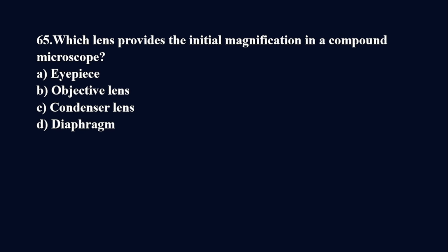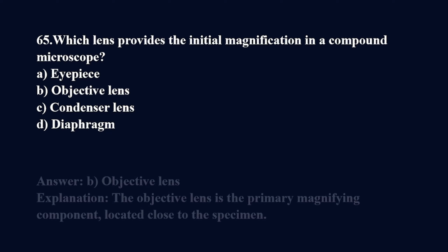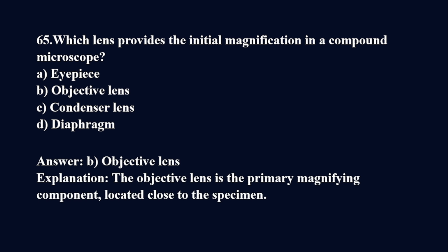Next question is, which lens provides the initial magnification in a compound microscope? Eyepiece, objective lens, condenser lens, or diaphragm? And the correct answer is objective lens.